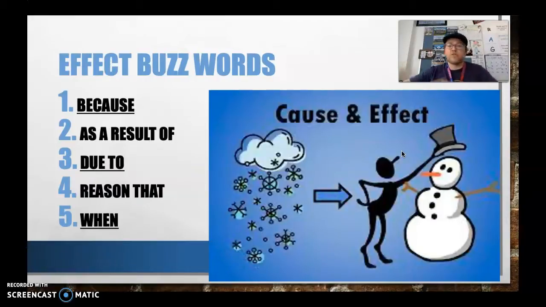Now let's flip it. Let's use the same relationship, and I kind of already did this in the last slide. We've got snow and we've got snowman. So now we're going to put the effect first. Okay. So what was the effect? What had to have happened second? Building snowman. So we built snowman because it snowed last night.